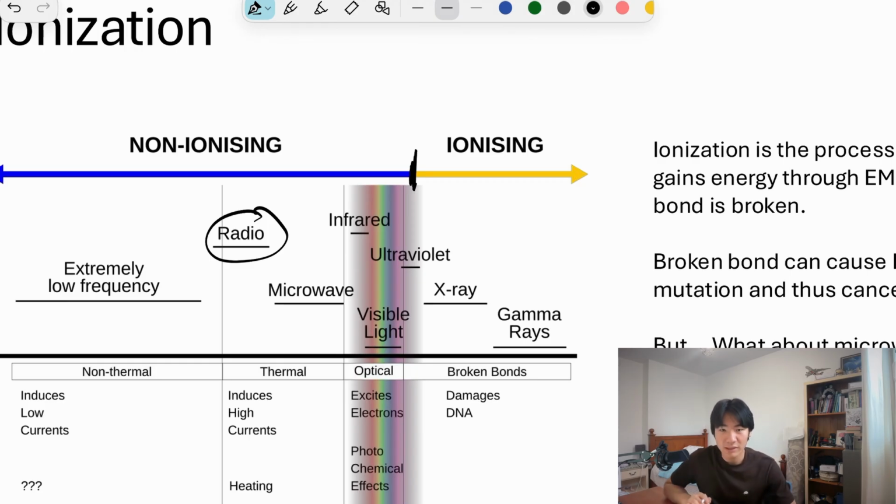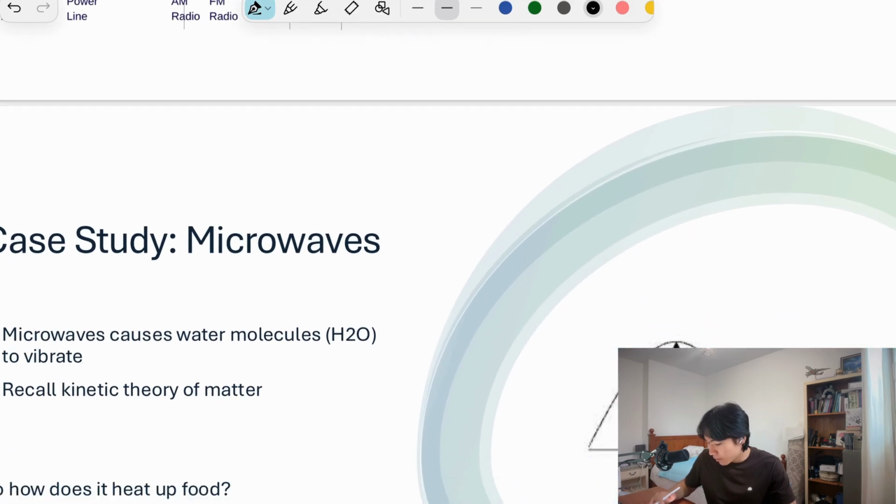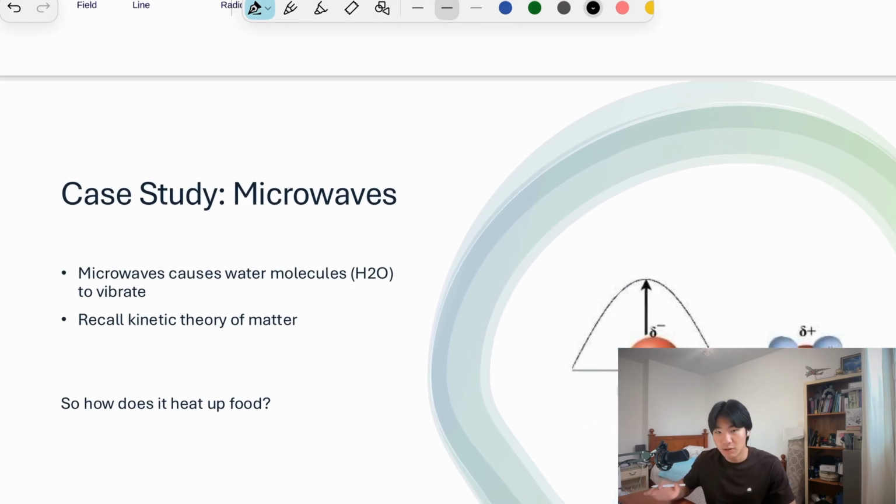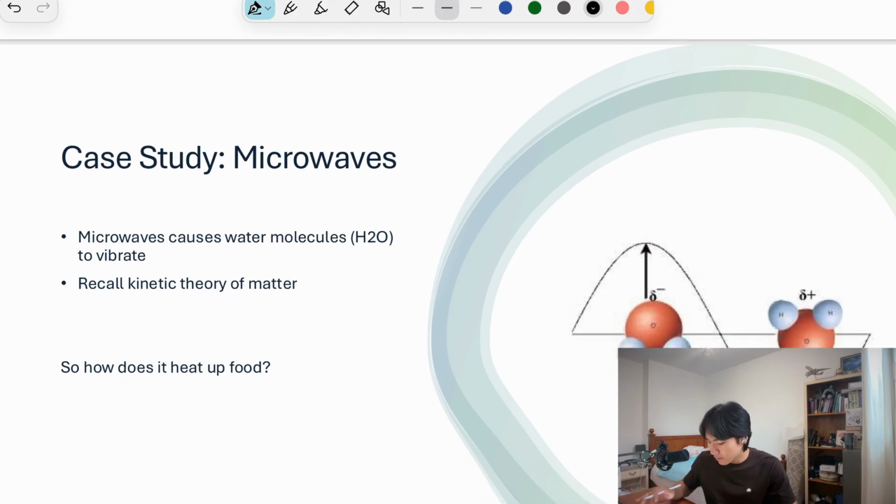So in this context, yes, the microwave is dangerous. However, it is dangerous not because it's ionizing, but because microwaves heat up water molecules. And I'm not going to give you the technical details of why microwaves heat up water molecules, but I'll try to give you an intuition here.